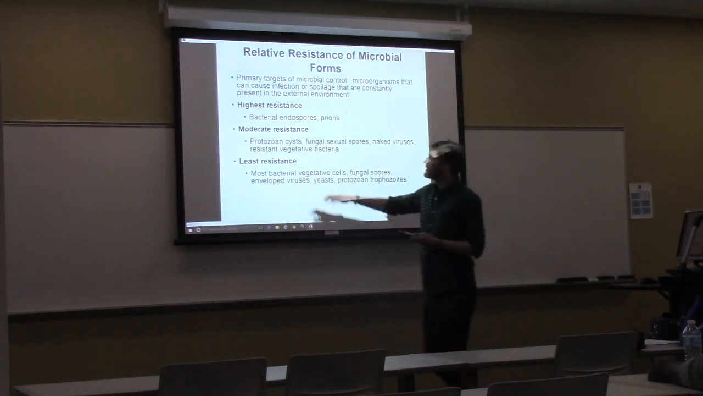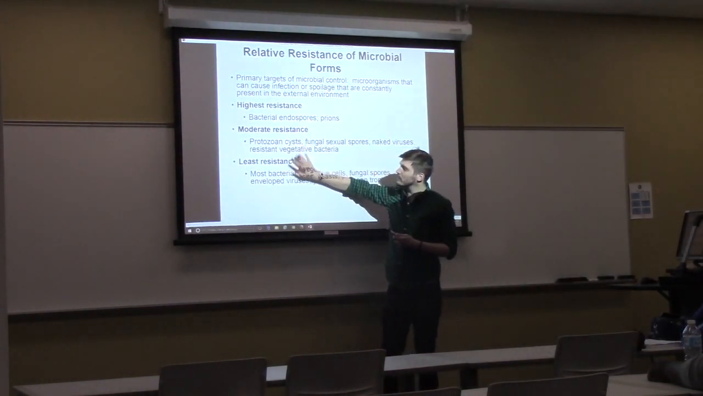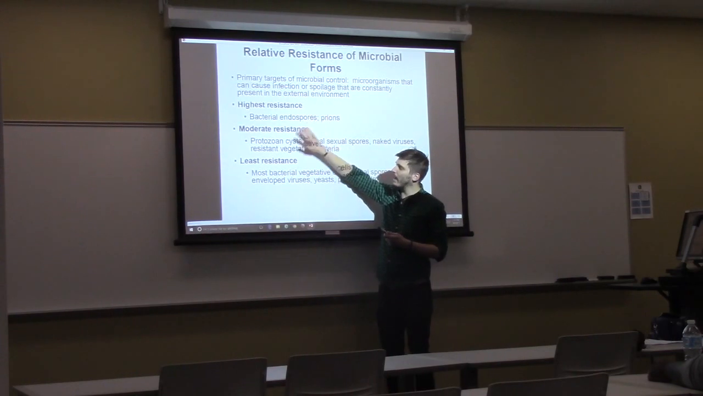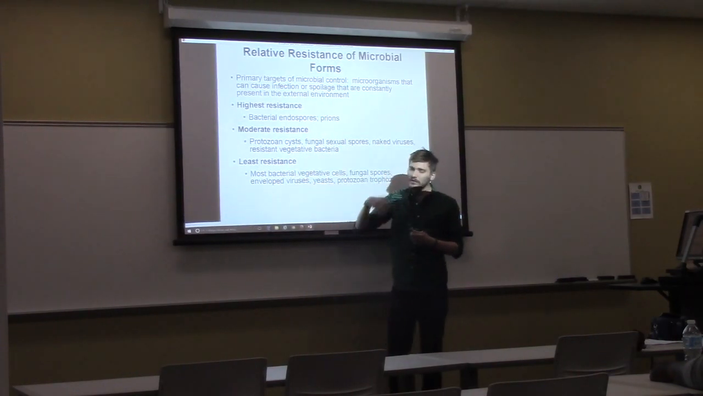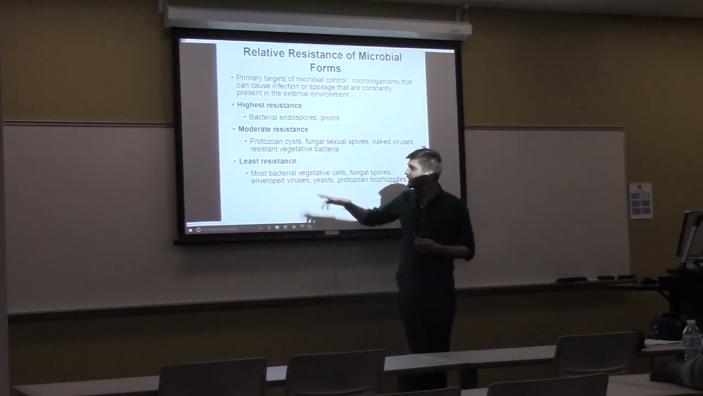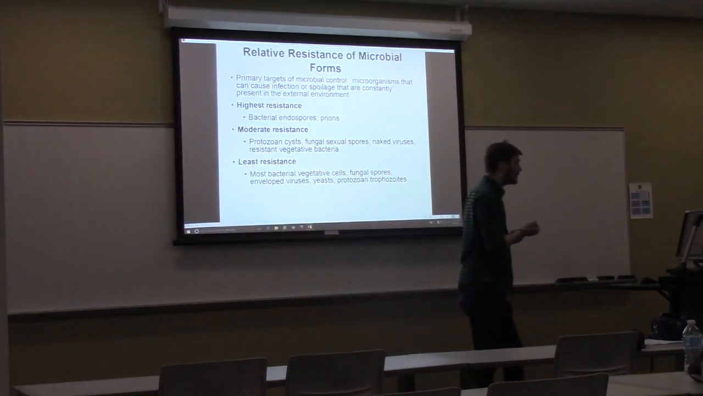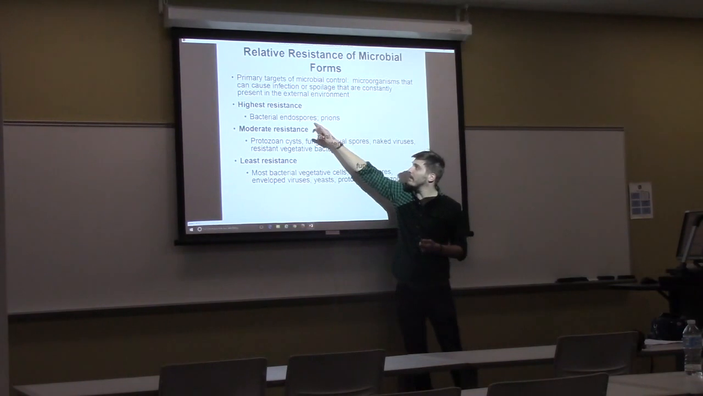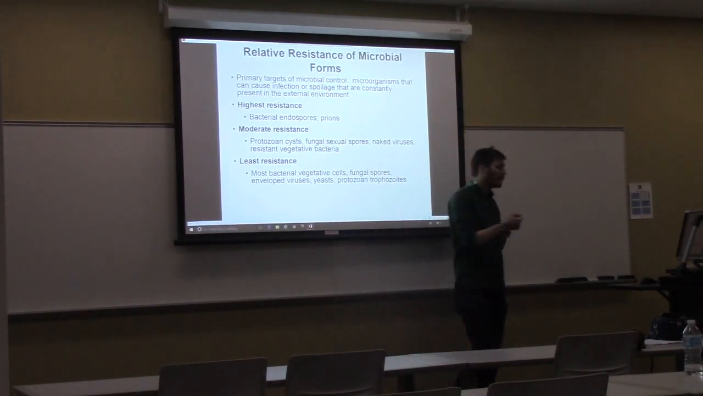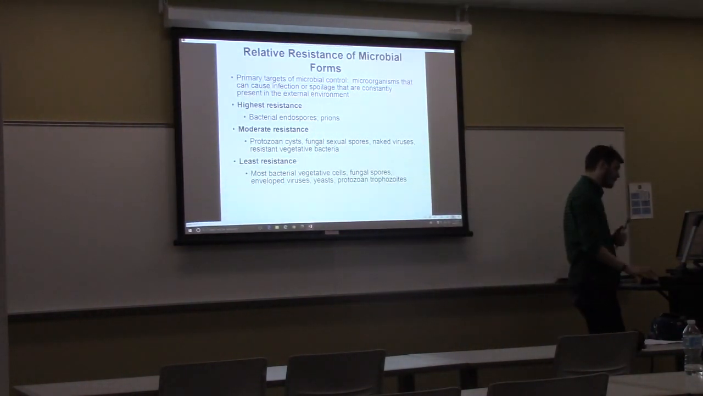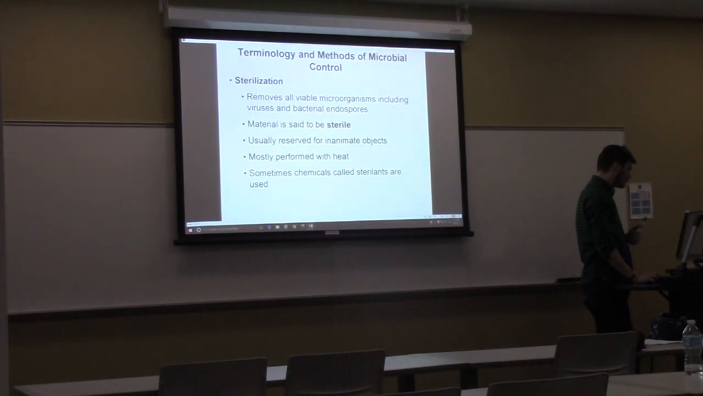And remember, organisms have different resistance mechanisms to some of these ways of killing them, okay? Generally speaking, most of the organisms we deal with are going to be least resistant, which means they're very easy to kill, okay? However, there are high resistance organisms like endospores and prions. Those are the ones that we really need to bring out the big guns for.